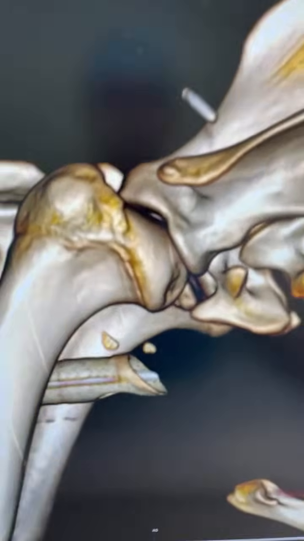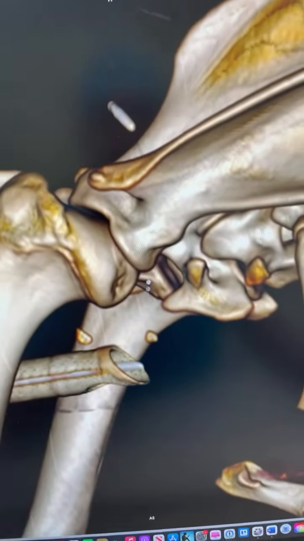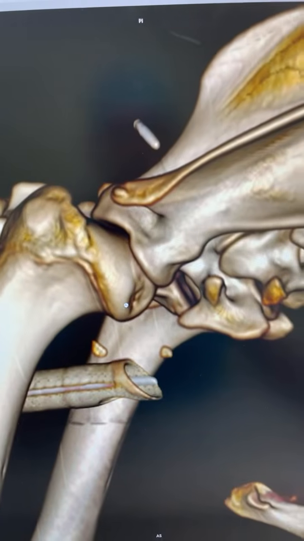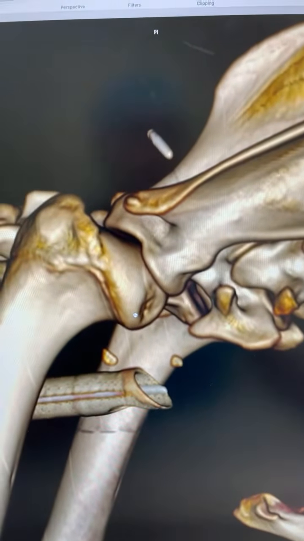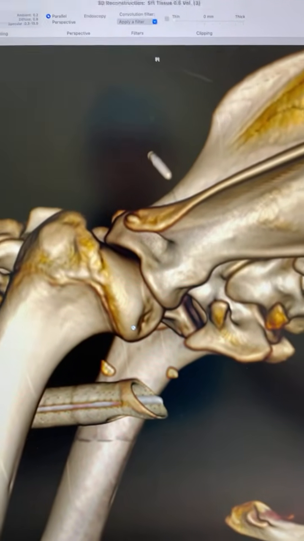So our plan is to do arthroscopy today and go in there and retrieve that cartilage flap, and we'll also debride that subchondral bone. I'm not going to live stream it today because I don't have consent from the owners, but I might give you guys a follow-up later on.